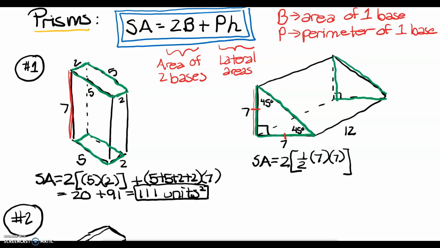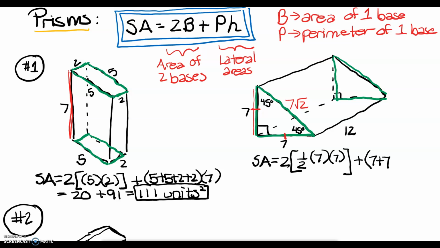Okay, so that is the area of one of my bases, and I multiply it by 2 because I have 2 of them. Now I have to find the perimeter of my triangle. Well, I know the perimeter is 7 plus 7, but I'm missing one of the sides. So I'm going to use my knowledge of 45, 45, 90 triangles to draw in the other side.